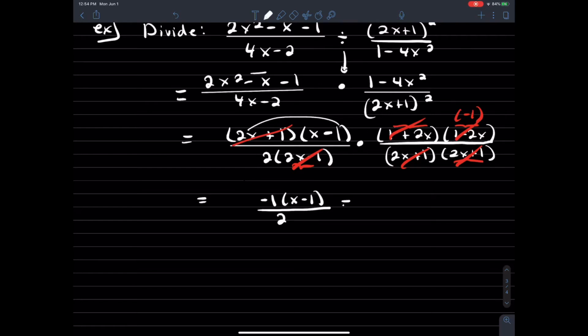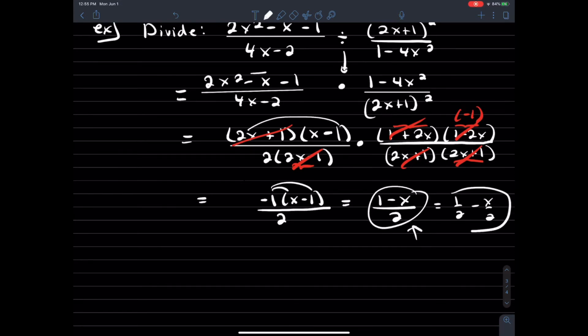And if you want, we can distribute that negative. Remember, when you distribute a negative, it just flips the sign. So it's negative x plus 1, or 1 minus x all over 2. You can even distribute the 2 if you want, monomial division, 1/2 minus x over 2. But that looks nicer. So either answer, though.